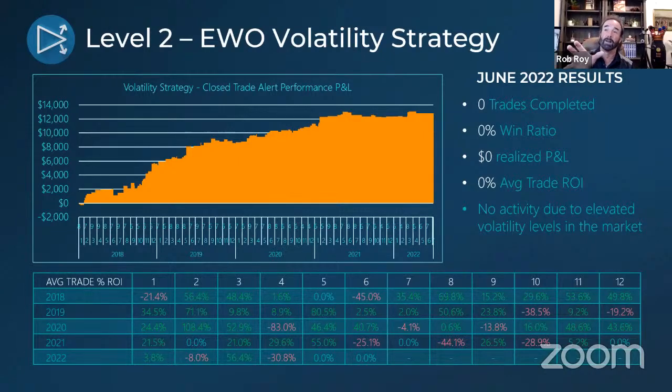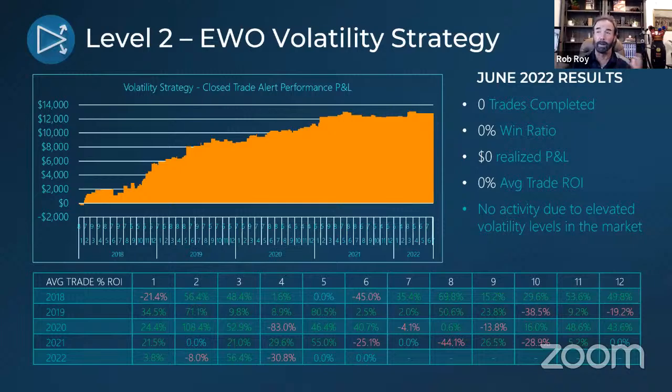So when you look at those, even though we haven't had any for May or June because the volatility has just been too high, the strategy is still profitable for the year of 2022. This has been the most underutilized strategy for this year due to the fact that the volatility in the market has just been so high.